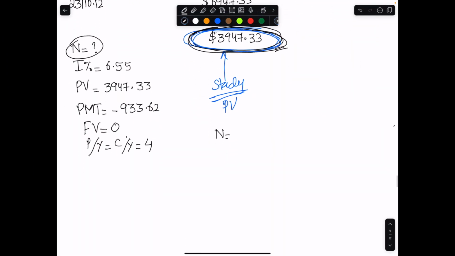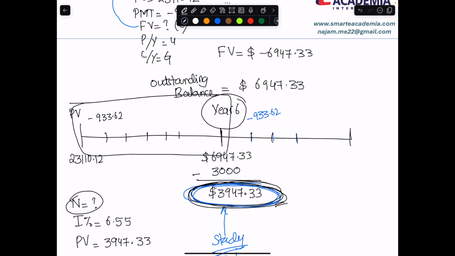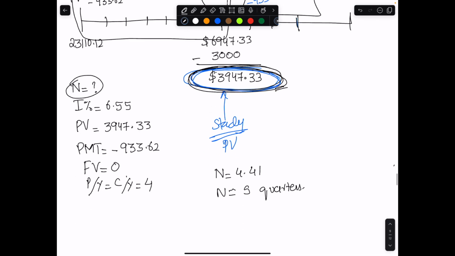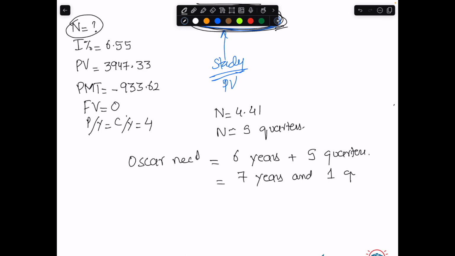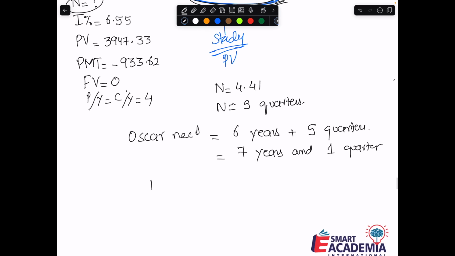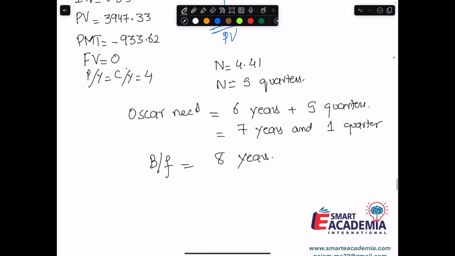So we found n as 4.41, which is approximately 5 quarters. So Oscar will need 5 more quarters to pay out the loan. If you go back to this timeline, 6 years plus 5 more quarters is needed. We know that in 1 year we have 4 quarters, so you can say 7 years and 1 quarter. Whereas before, Oscar was paying out the loan in 8 years. So Oscar will be paying off the loan 3 quarters earlier.